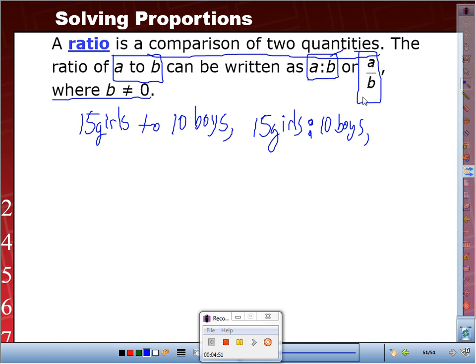What's another way, the third way? 15 girls over 10 boys. Exactly. Those are the three ways that we can write a ratio. However, who notices that when we write a ratio, we wrote it using the same type of, let's say, item. For right now, I'm going to say item. You guys are not an item, I know, but I'm saying the same type of item. Everybody with me? So that's how we can use ratios.